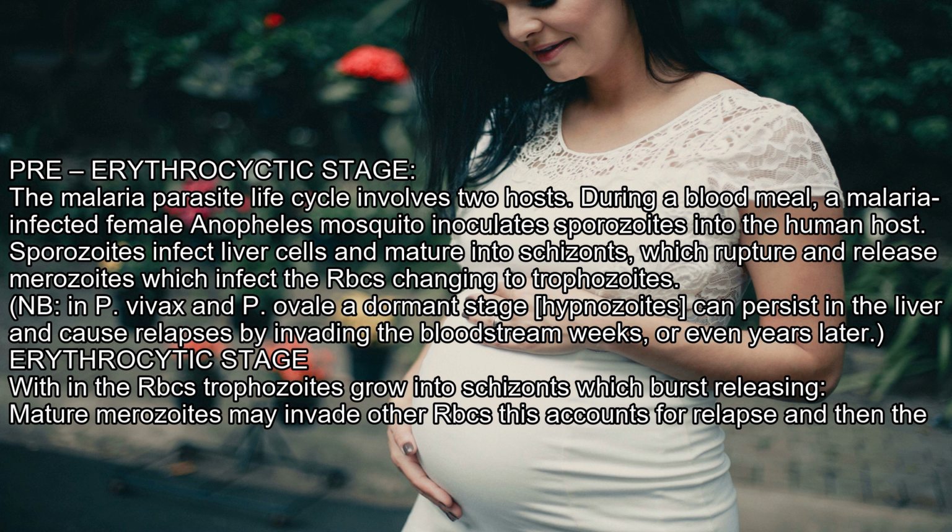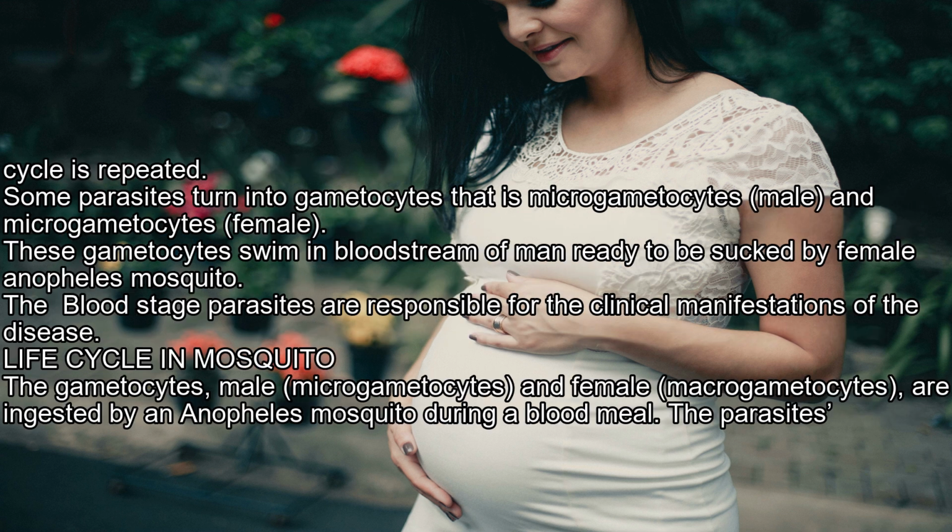NB: in P. vivax and P. ovale, a dormant stage, hypnozoites, can persist in the liver and cause relapses by invading the bloodstream weeks or even years later. Erythrocytic stage. Within the RBCs, trophozoites grow into schizonts, which burst, releasing mature merozoites that may invade other RBCs. This accounts for relapse, and then that cycle is repeated.